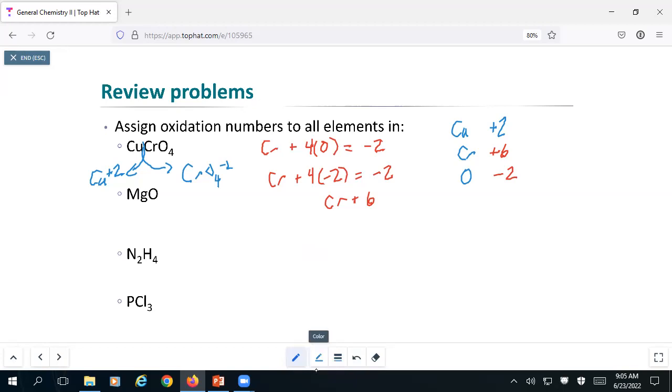For the second one, we've got magnesium oxide. Again, this is an ionic compound, so we're going to split it into its ions. We would have the magnesium ion, Mg +2, and the oxide ion, O -2. And since those are now just monatomic elements, their charge is their oxidation state. The magnesium would be a +2 state. The oxygen would be a -2 state.